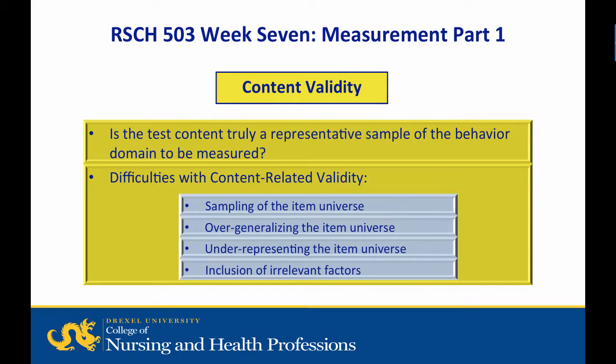First, content validity. Is the content of the instrument or test used in a study truly representative of the behavior domain to be measured? For example, does an instrument used to measure anxiety truly measure anxiety? While it is essential for an instrument to have content validity, there are several difficulties to ensuring it. For example, the instrument must sample the universe of possible items, often termed sampling the item universe. Overgeneralizing or undergeneralizing the item universe can be problematic, along with inclusion of irrelevant factors in the instrument.